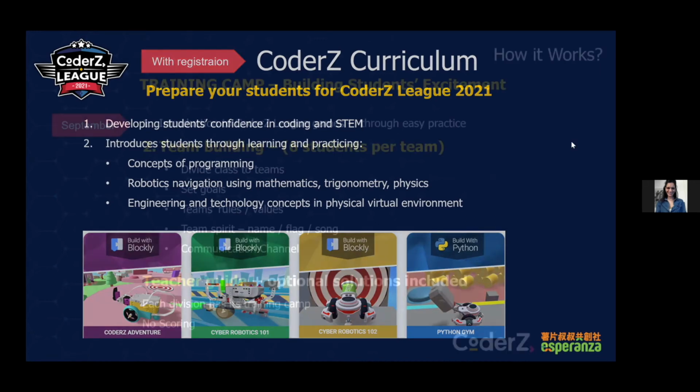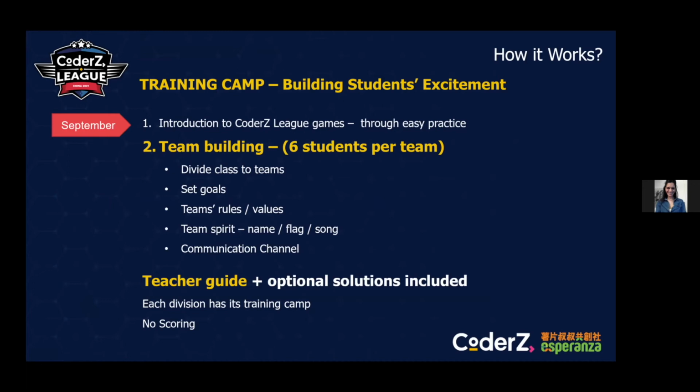In September, we will introduce students to the CoderZ League games through an easy practice. This is your opportunity also to integrate the blended learning as we discussed here. Each team includes 6 students, and this is the opportunity for you to work with your students to set their goals, to define team values, to build your team spirit, and we will provide all the teachers a teacher guide with optional solutions for the training camp to make sure that you are well prepared.